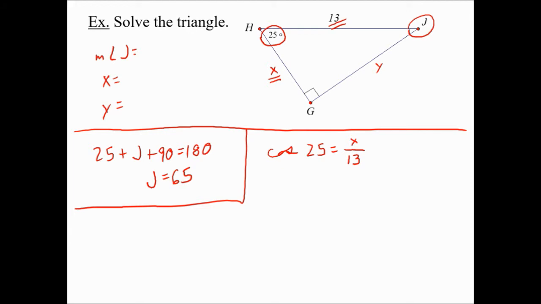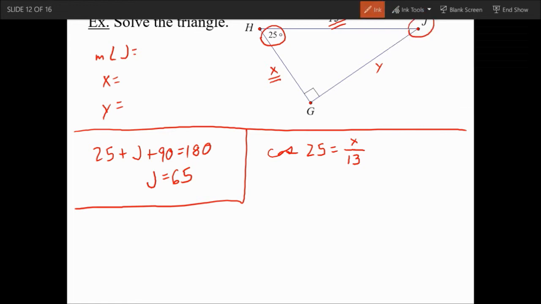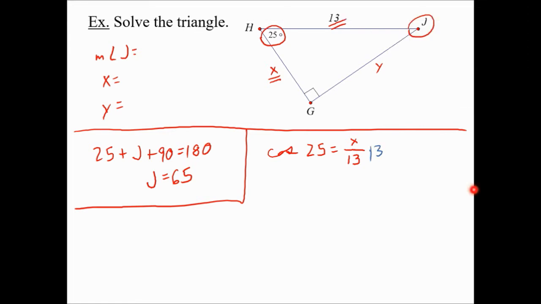Anyway, to solve this, again, I want to get the x by itself. So to get the x by itself, I'm going to have to multiply both sides by 13 to make that fraction go away. So I get x equals 13 cosine 25. And so now to find x, I'm going to type in exactly what I see. It says 13 cosine 25. So on my calculator, I'm going to type 13 cosine 25, and I'm getting 11.8. Great. So x is 11.8.